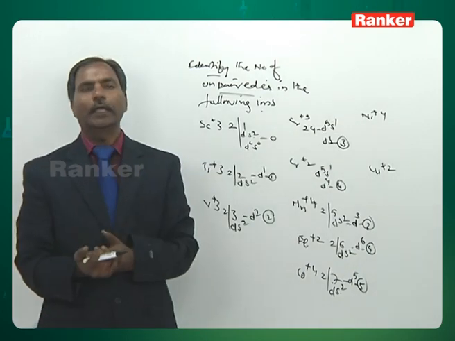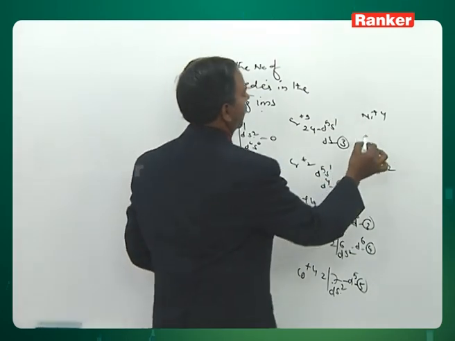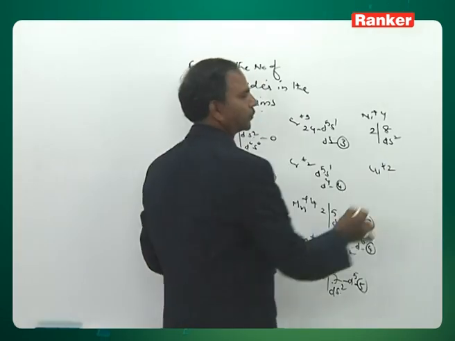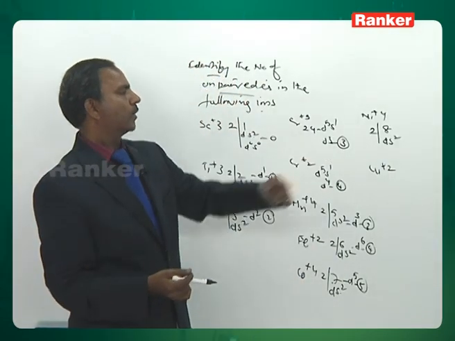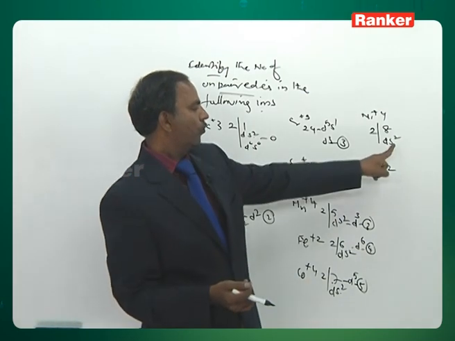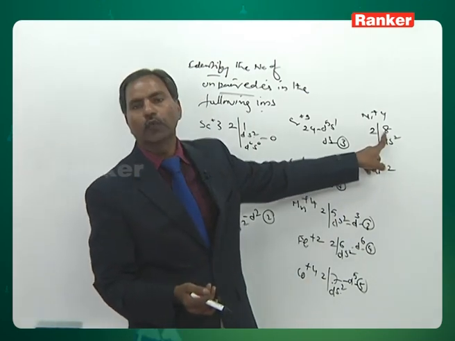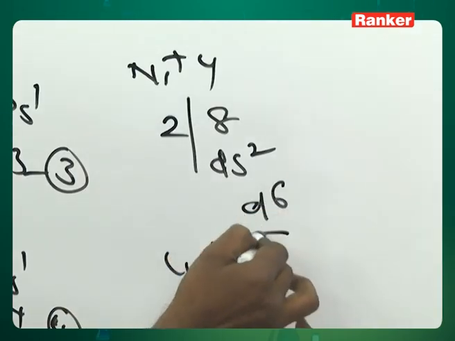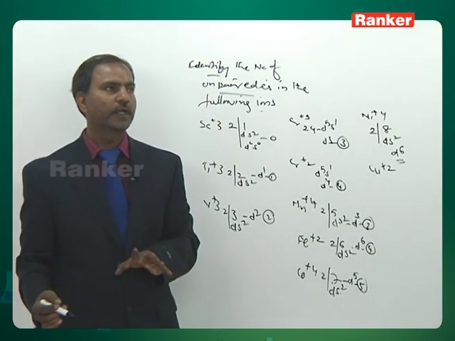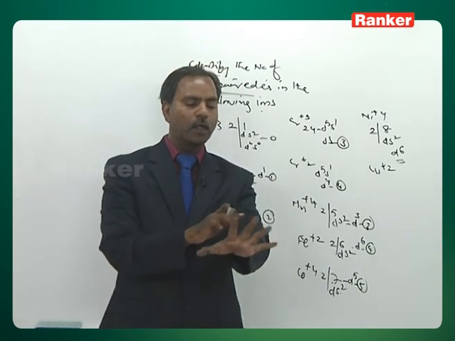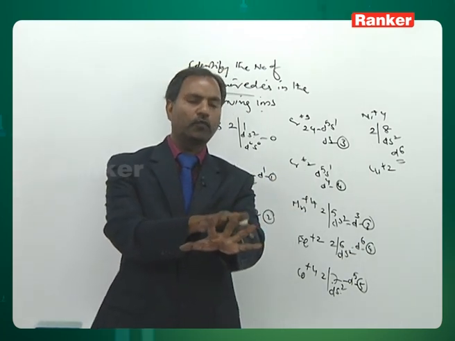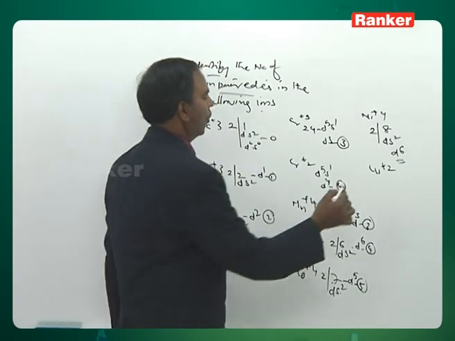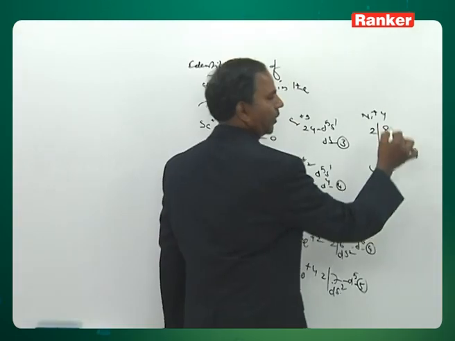Coming to nickel plus 4. What is the atomic number of nickel? 28, which means D8S2. How many electrons lost? 4. So 2 from S and 2 from D. What is remaining? It is D6. Just now I said D6 means 4 unpaired electrons. How? 1, 2, 3, 4, 5, and the 6th is paired. Therefore unpaired electrons are 4. This is also carrying 4 unpaired electrons.